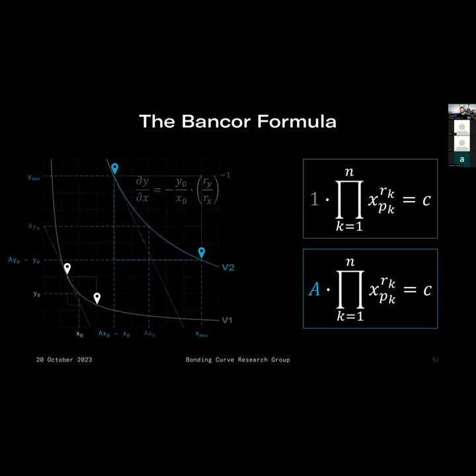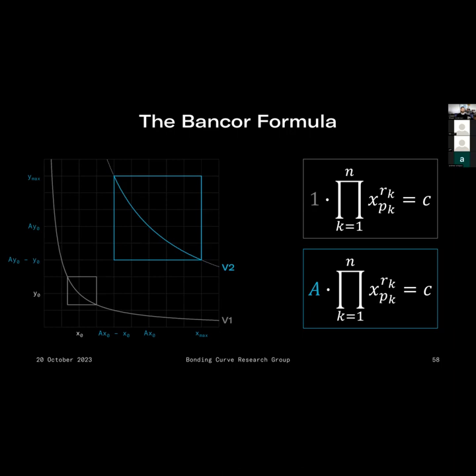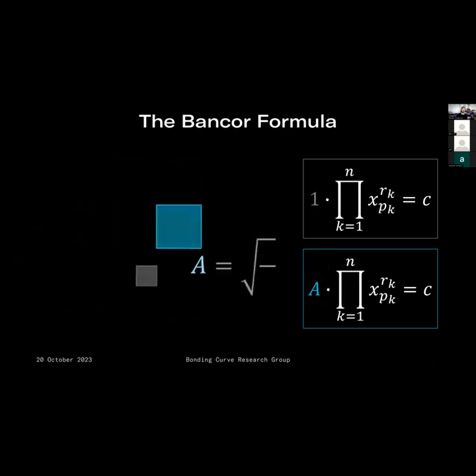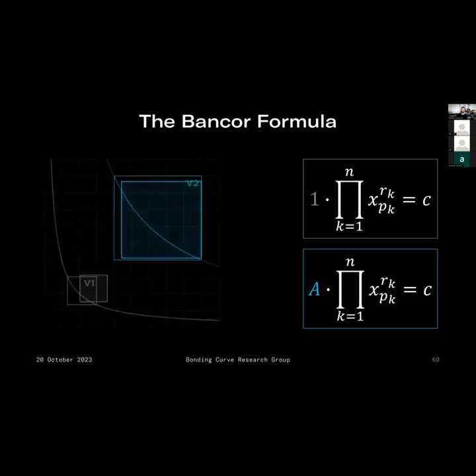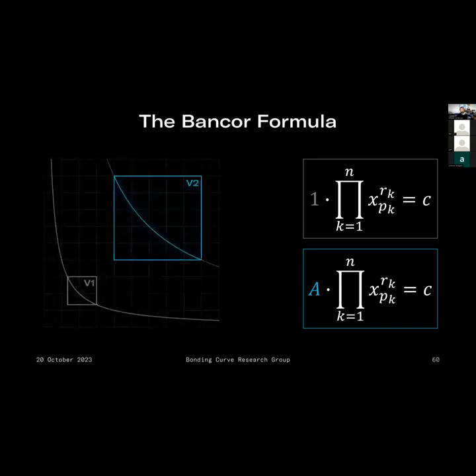And what this results in is the construction of two squares. And the way to understand this A term, this A coefficient, is that it is the square root of the ratio of those two areas. That is the actual definition, the geometric intuition that I want you to have for what it means to have this A coefficient. Okay, so what does this mean? Like, what is the significance of this?